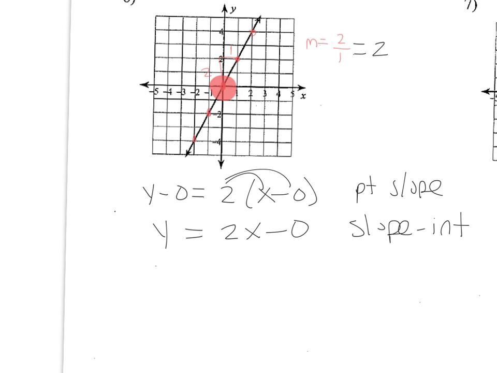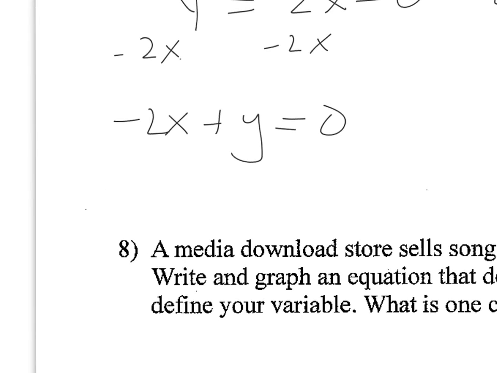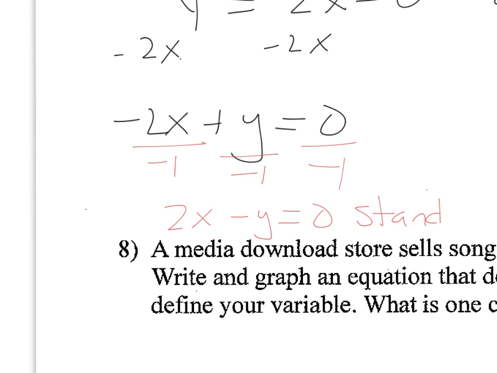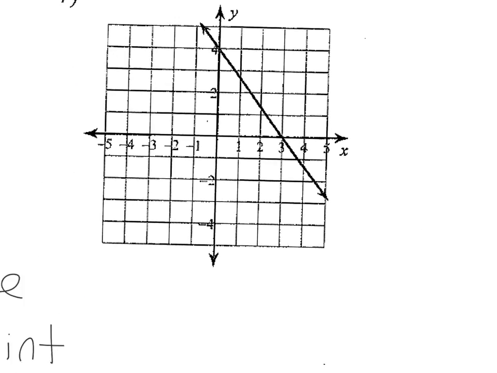Okay, now I'm going to go to standard form. So I'm going to subtract the 2x off to this side. -2x plus y equals 0. And then I have an issue though, don't I? Okay, can we have a negative out front? No, we cannot. So to fix that, we're going to divide everything by -1. So 2x minus y equals 0. And that's going to be your standard form. All right, so we're going to go ahead and move over to number 7.